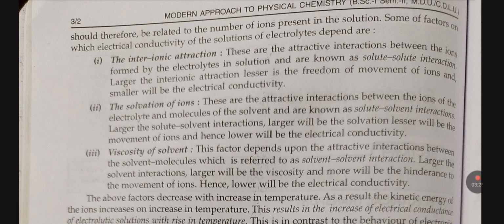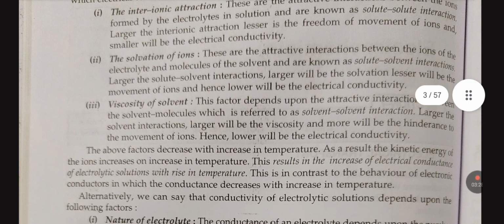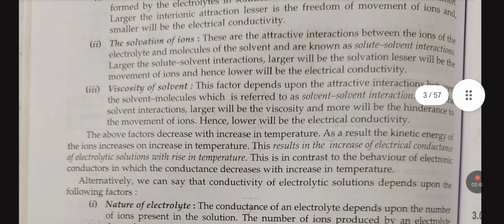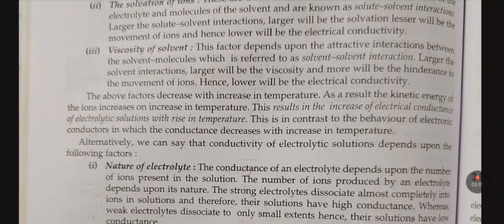The solvation of ions. These are the attractive interactions between ions of the electrolyte and molecules of solvent and are known as solute-solvent interaction. Larger the solute-solvent interaction, larger will be the solvation, lesser will be the movement of ions and hence lower will be the electrical conductivity. Viscosity of solvent. This factor depends upon the attractive interaction between the solvent molecules, which is referred to as solvent-solvent interaction. Larger the solvent-solvent interaction, larger is the viscosity and more will be the hindrance to the movement of ions.